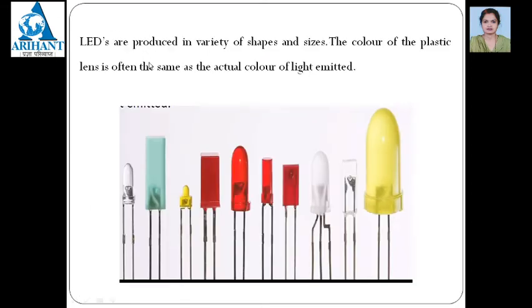Thus LEDs are produced in a variety of shapes and sizes. Many of you have seen these LEDs. The color of this plastic lens is often the same as the actual color of light emitted. Means when this LED is giving yellow light, the outer plastic case is also yellow, so that we can recognize it is an LED emitting yellow light. Likewise, the shape of this LED, you can see, is square type. You can see here there is an annealed frame that is the same in all the LEDs, but the outer shape is different, means the outer plastic case is different, and it is the same color as the light that LED is giving.